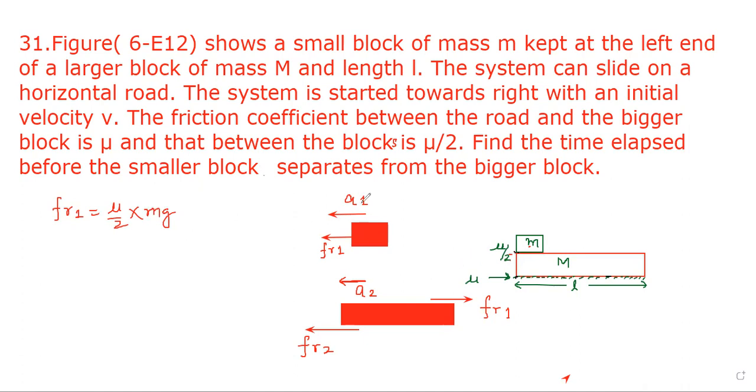Now the acceleration of this block can be found. Due to this friction, this block is in motion. So m a1 equals mu by 2 mg. Small m will cancel out and we get a1 equal to mu by 2 g.